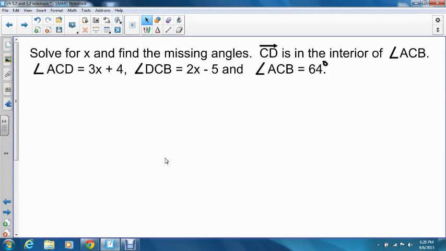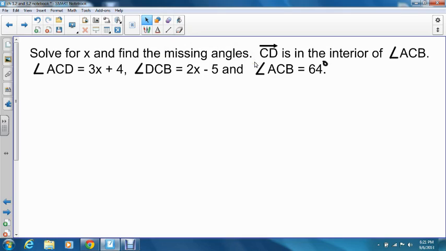All right, in this video, we're going to solve some algebra-style problems using angles and some of the angle terms that we talked about in the previous video. All right, so first thing, we'll read our problem. It says we want to solve for x and find the missing angles. Okay, so that's a big key. Not only do I want x, but I need to figure out what all the angles are.